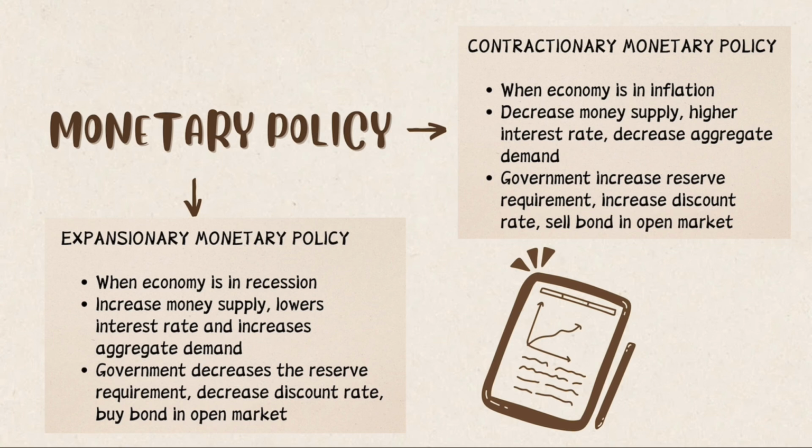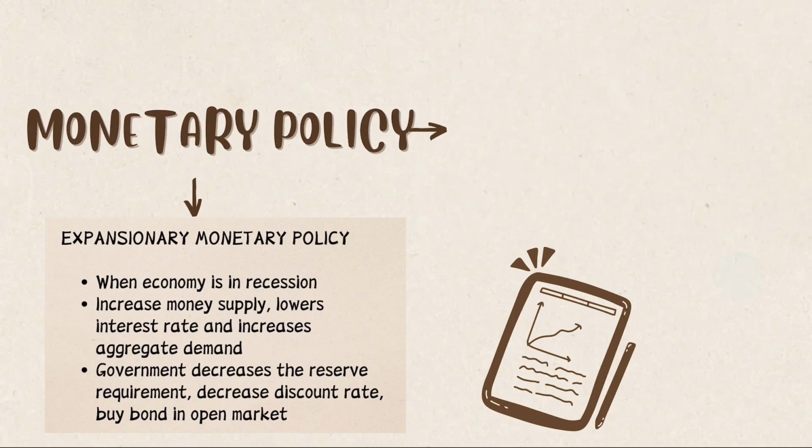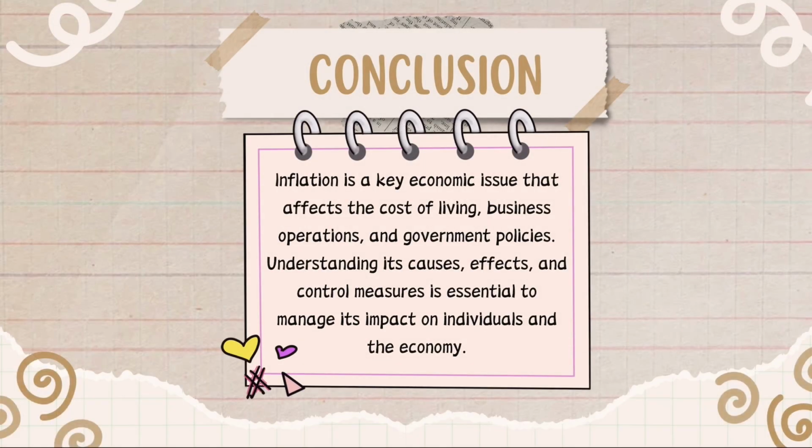While contractionary monetary policy is used when the economy is in inflation: decrease money supply, raise interest rates, and decrease aggregate demand. The government increases the reserve requirement, increases the discount rate and sells bonds in the open market.